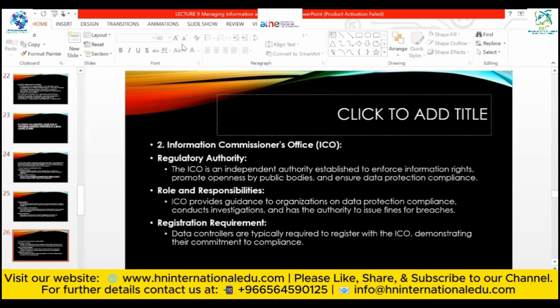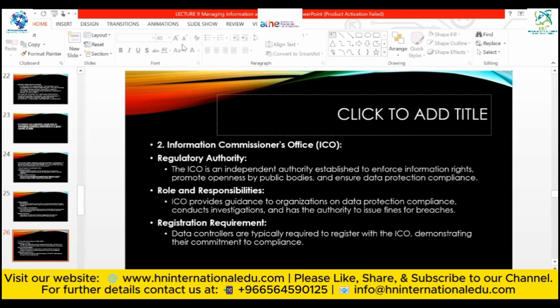Then part 2, Information Commissioner's Office, ICO. Here we have a subpart of it, regulatory authority. The ICO is an independent authority established to enforce information rights, which is promoting openness by public bodies and ensuring data protection compliance. Role and responsibilities. ICO provides guidance to organizations on data protection compliance, conducts investigations, and has the authority to issue fines for breaches. That is, if a person finds out somebody has leaked the information, then they can fine them. Obviously, they have the data authority.